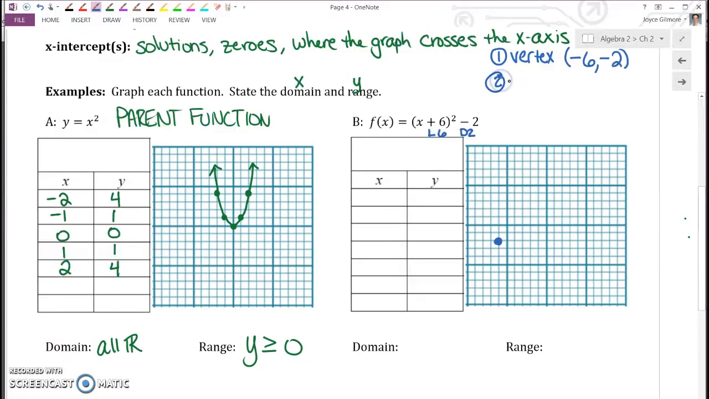Step 2, I like to sketch in the axis of symmetry. The axis of symmetry goes through the vertex, so it is on the line x equals -6. So I'm going to use a dashed line to indicate where my symmetry line is.